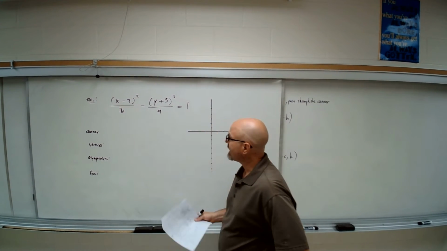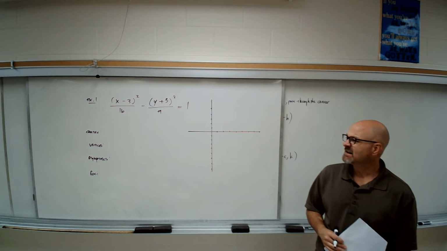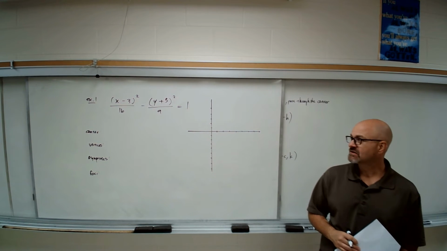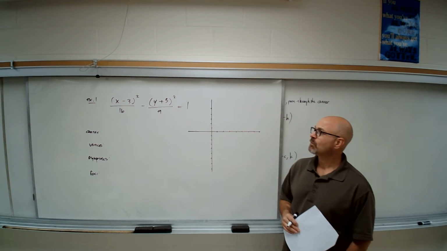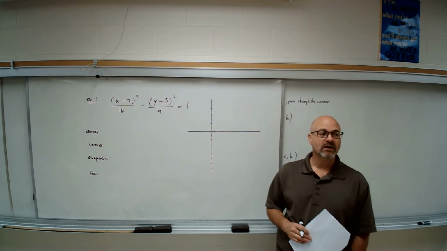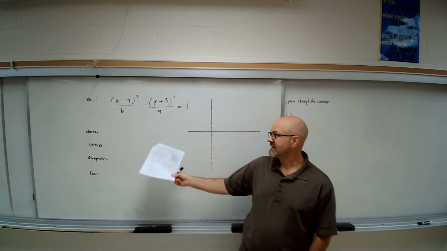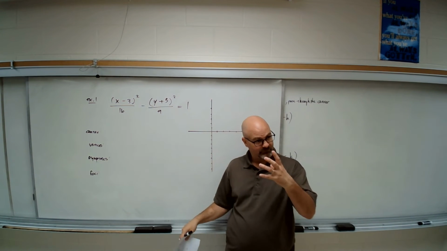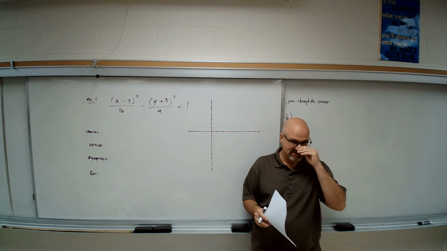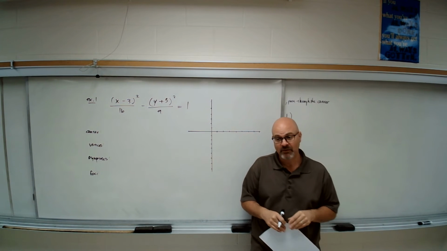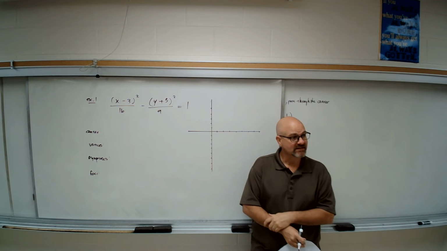Okay, so here for example, we have x minus 3 squared over 16 minus y plus 3 squared over 9. Okay, so since the x squared part comes first, it's going to have side-to-side pieces. And that's the way you have to tell whichever one's positive. That's the way that's going to work.